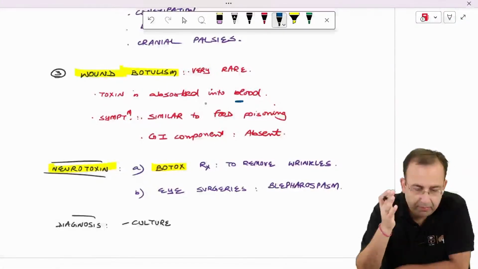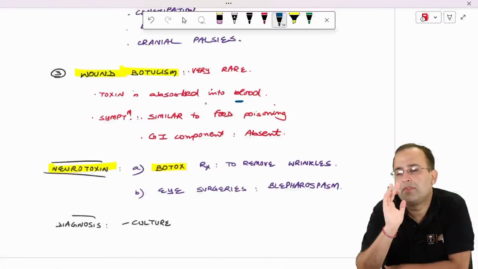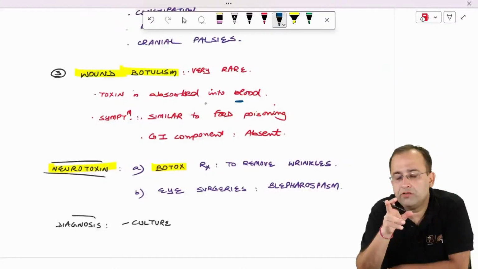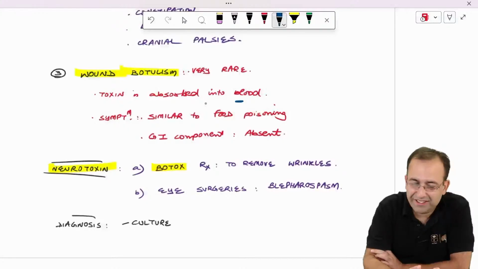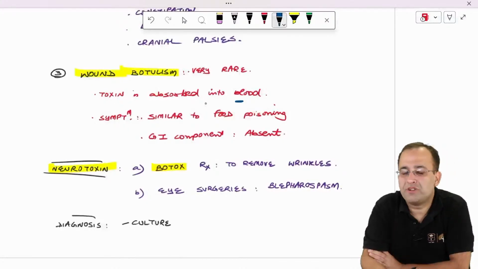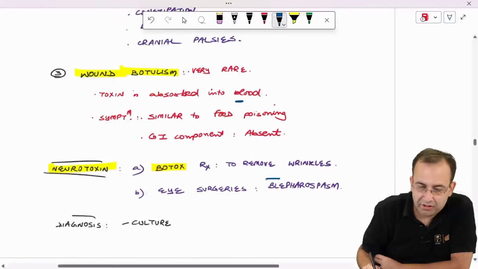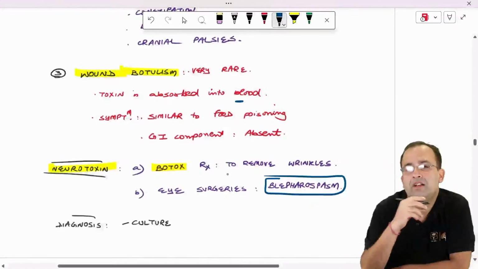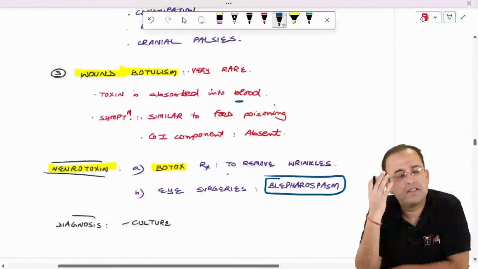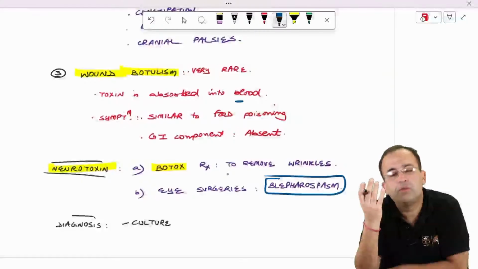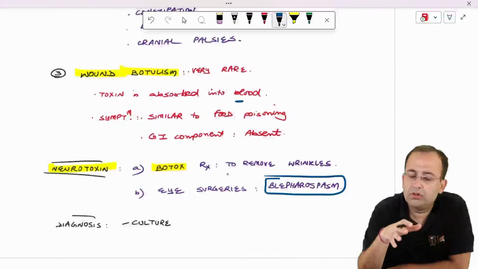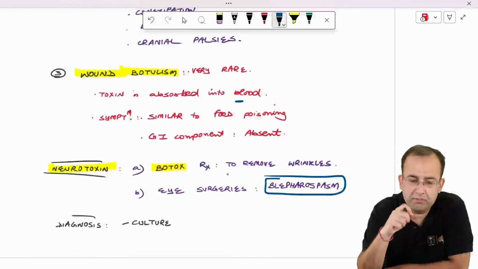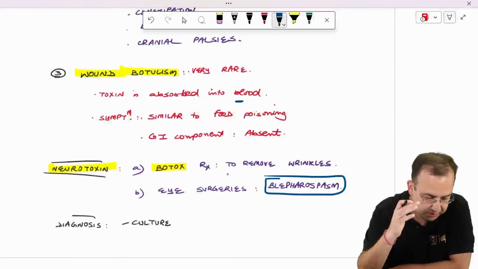Wound botulism. This is Clostridium botulinum. The good part of botulinum, the Botox therapy. Girls will know this very well. I mean, anti-wrinkles, Botox therapy, and eye surgery for blepharospasm. Blepharospasm is the eyelids. There is increased tone, so the eyes are not opening properly. So we inject the neurotoxin of Clostridium botulinum.